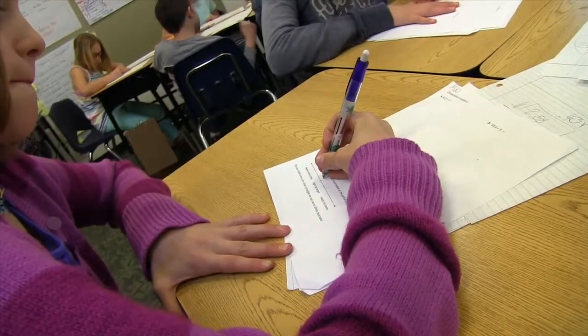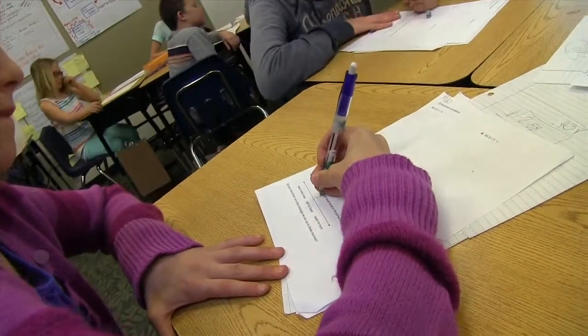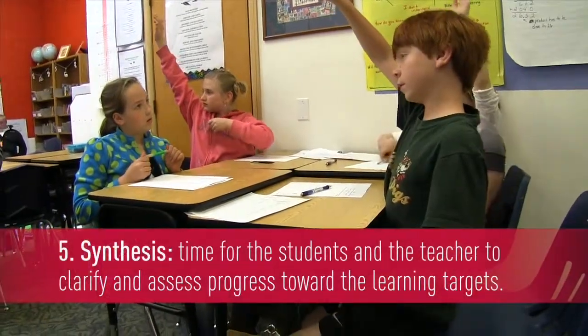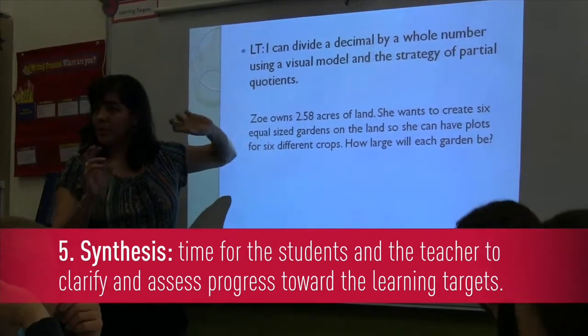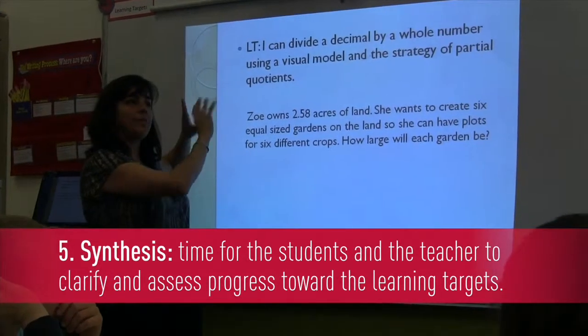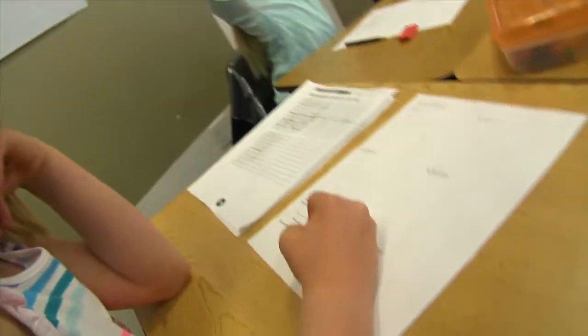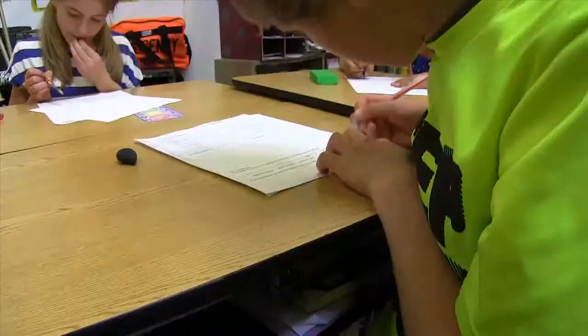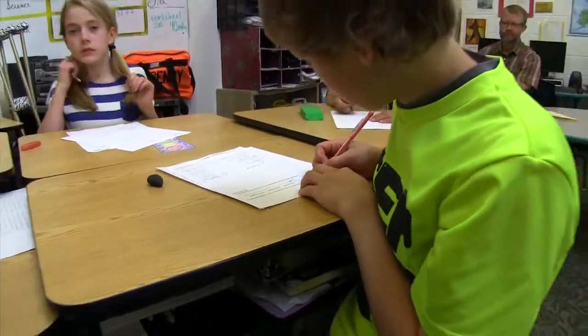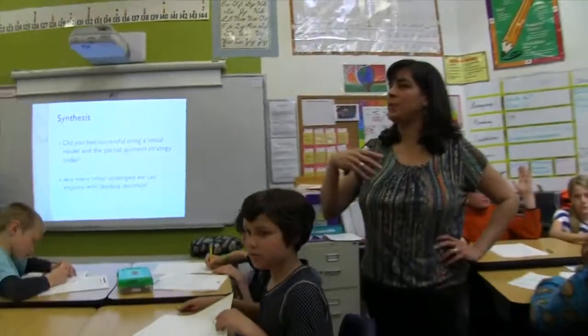We end our class with a synthesis, and I think it's a great time for all of us to reflect on the day. For students to think about if they were successful with the learning targets and the content, the process. Was the lesson too hard, too challenging? We know we worked with this concept today, division of decimals with partial quotients. So it's a time for us to think of where we're going next. What do you think of some other strategies that we might be able to explore with dividing decimals?